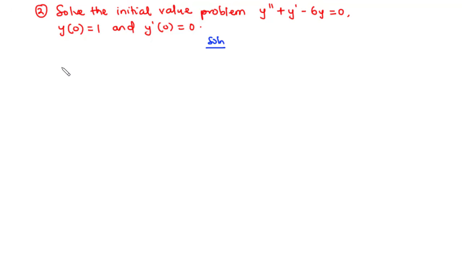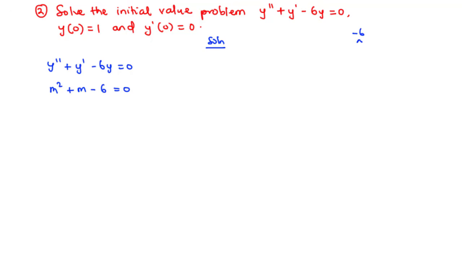So let's solve this. We have the differential equation y'' + y' - 6y = 0. Here also we can derive the auxiliary equation straight away. This becomes m² + m - 6 = 0. So we multiply the coefficient of m², which is 1, by -6, and we have -6.